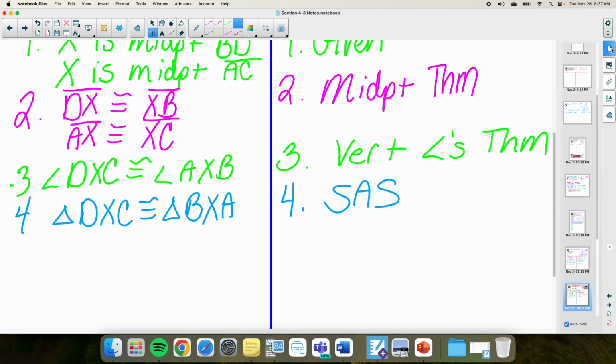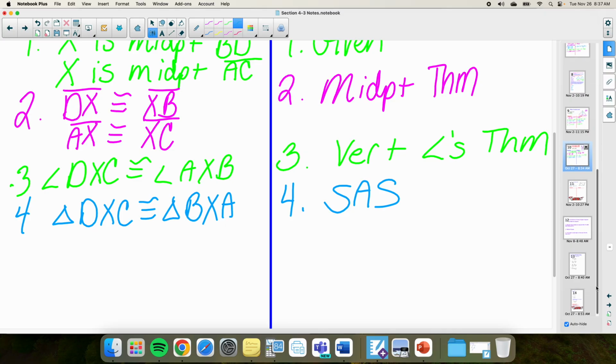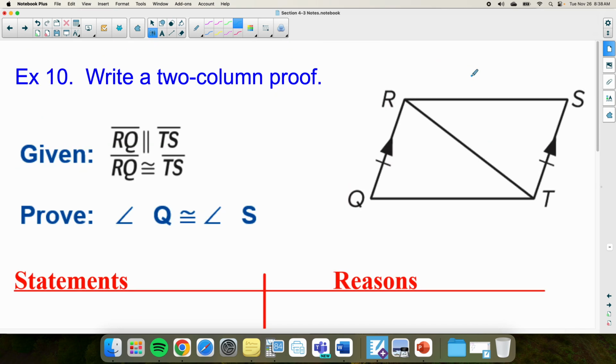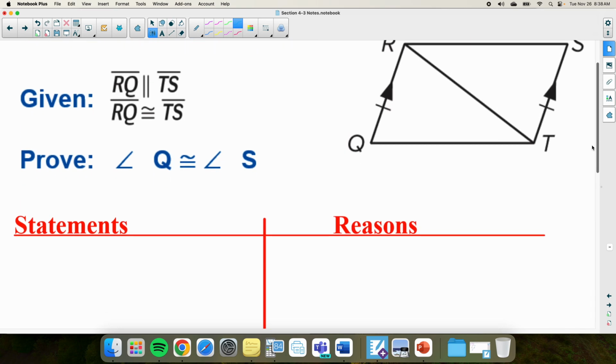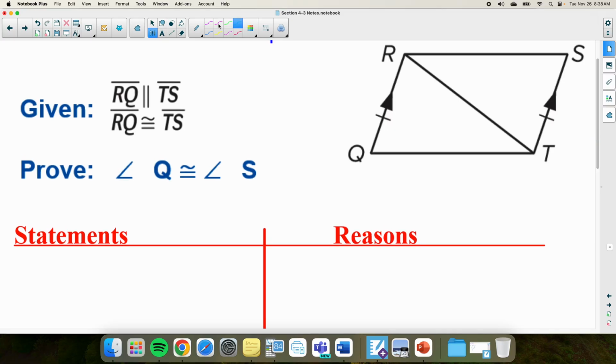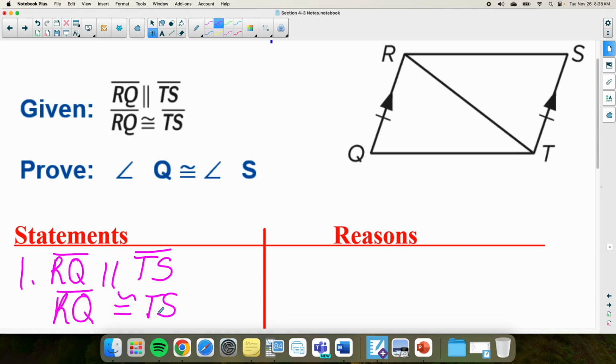All right. We have just one more. Okay, so let's look at this one. And here we're going to write down our given. So let's do that. We have segment RQ. What do those two vertical lines mean? Parallel, yes. Okay. And then we have that RQ is congruent to TS, and that is given.